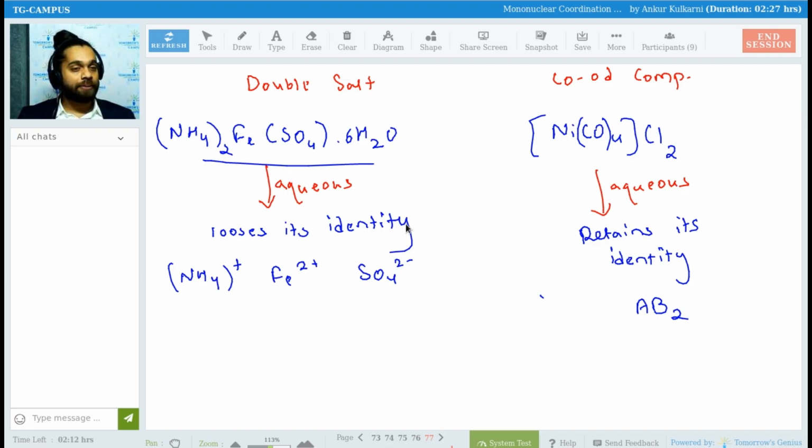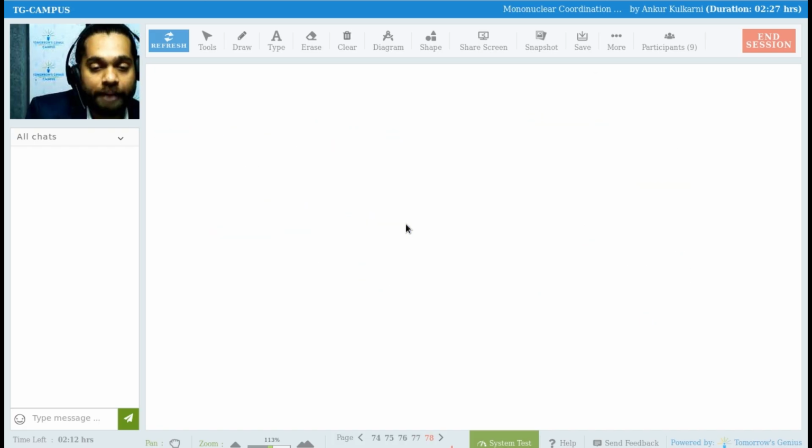Come on, tell me. If I have AB2 type of complex, how does it dissociate? How will your AB2 compound dissociate? Will that be positive? Will that be negative? Come on, tell me. How will AB2 dissociate? What will be the charge on A? What will be the charge on B?